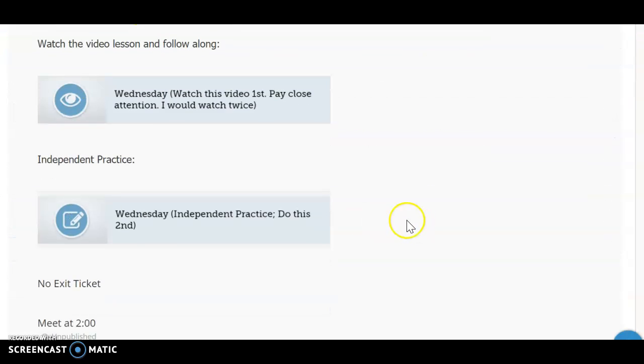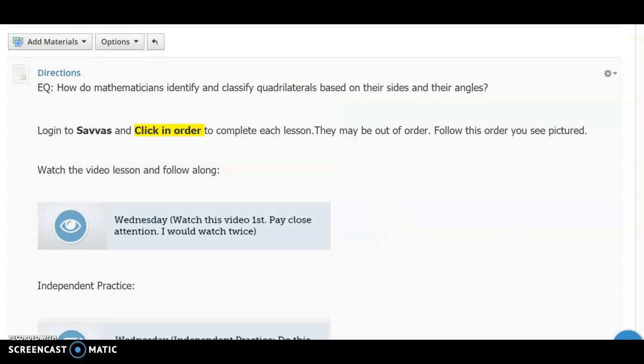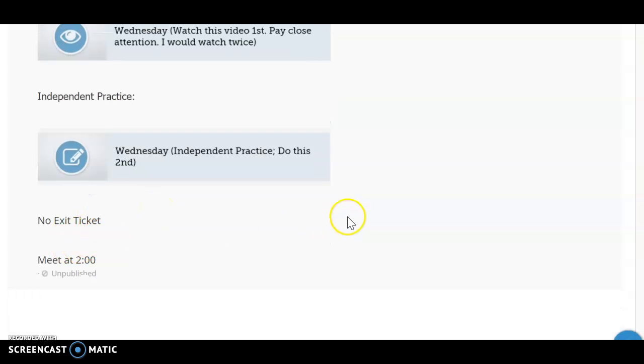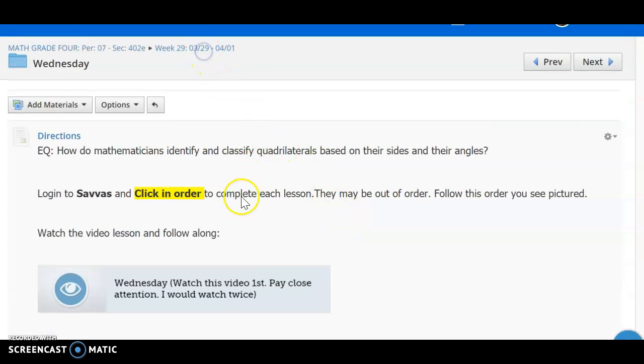On Wednesday, same thing: logging in, except on Wednesday and Thursday, we're going to look at classifying quadrilaterals based on their sides and their angles. There's a video that you're going to watch and follow along, and some independent practice. There is no exit ticket on Wednesday.